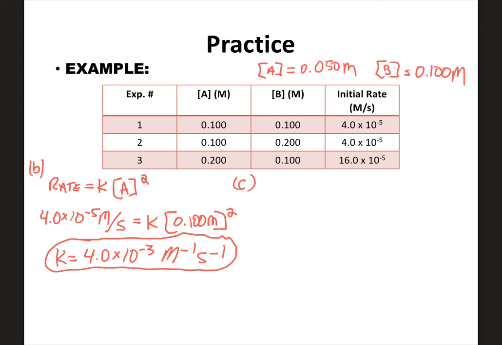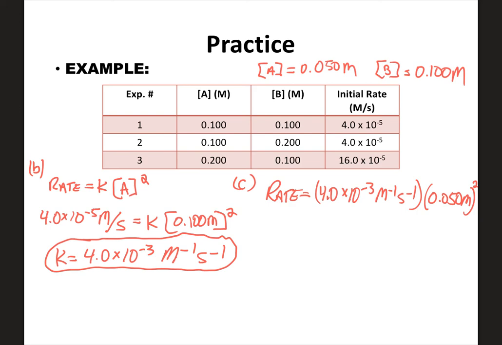All right. So when we plug this in, we know that rate is going to be equal to K, which we found to be 4.0 times 10 to the minus third molar to the negative 1, seconds to the negative 1, times the concentration of A squared. So when we plug in the concentration of A, it's going to be 0.050 molar, and that's going to be squared here. Notice the concentration of B didn't even matter, because B doesn't have an impact in our rate law because it's zero order.